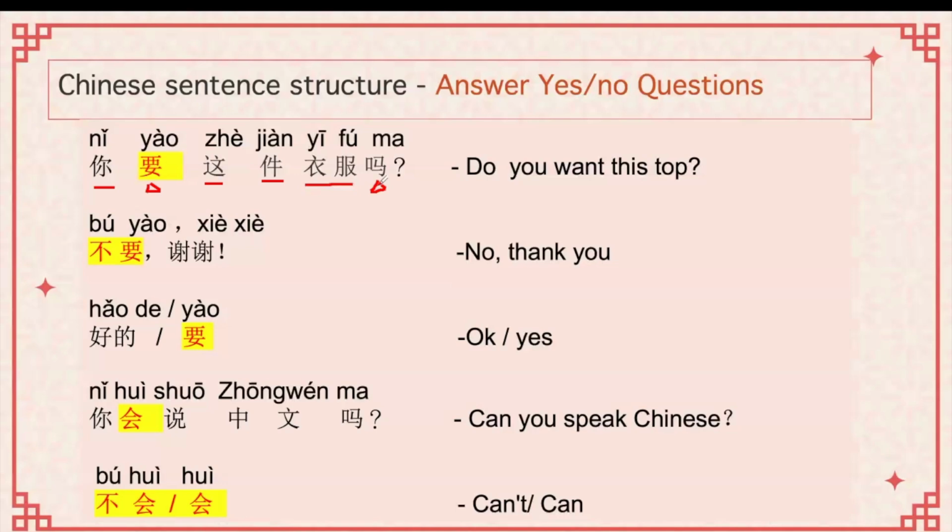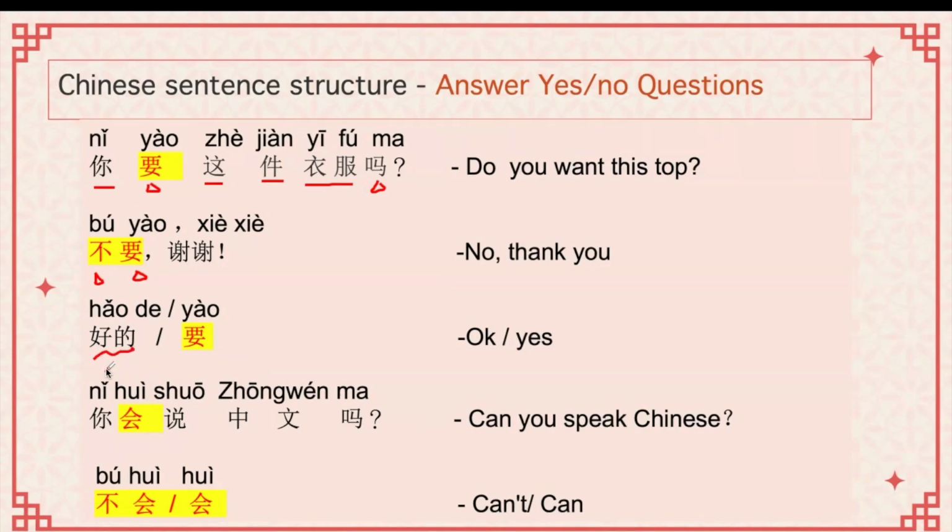So your answer is no, thank you. You say 不要，谢谢。不 here means no. 要 means want. 谢谢 means thank you. You can also answer yes or okay. And you can say 好的 or 要。好的 means okay.